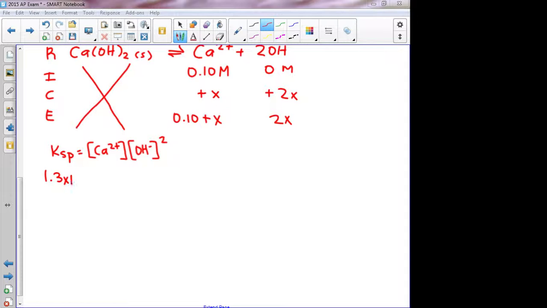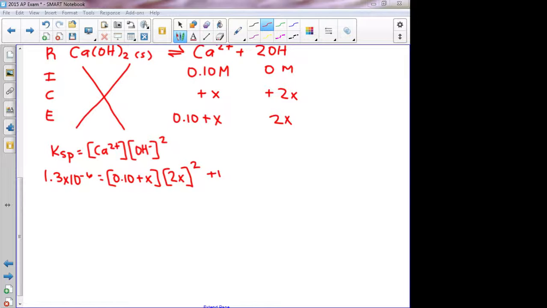So 1.3 times 10 to the negative 6 is equal to, what goes in my Ca2+ spot? 0 plus x. Plus x. What goes in my OH- spot? 2x, and then I'm going to square it. That would give you plus 1 point if you got that far at least. Okay? So just write something down. So if you got up to the setup, you're good. You got a point. So now I've got to solve for x so I know the molar solubility.